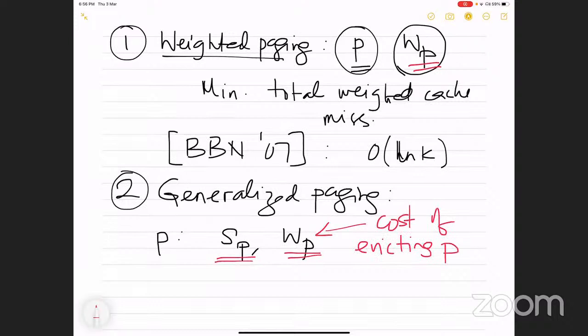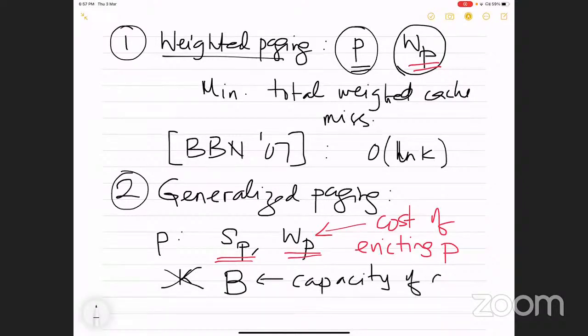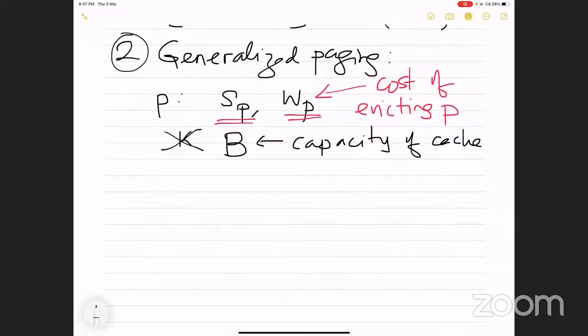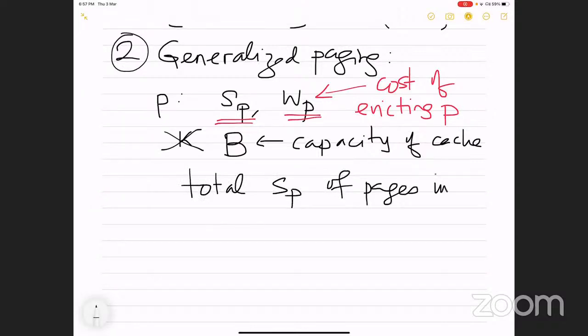But then you can ask, why are we saying that we can only hold K pages? Because now these pages are not the same. So instead of talking about K, we say that the cache has a capacity of B. The idea is that if you look at the pages in the cache, their total sizes should not exceed B. Earlier we were saying that you can have only K pages in the cache. Now we are saying that the total SP value of all the pages in the cache cannot exceed B.